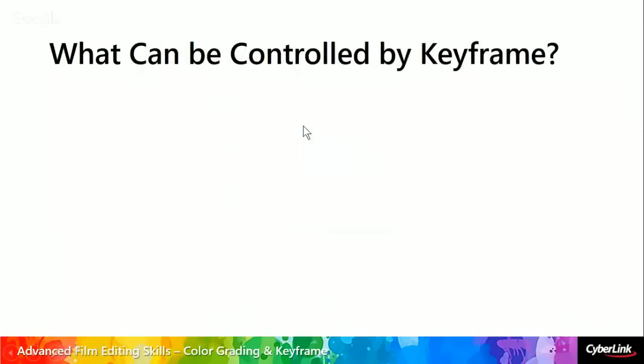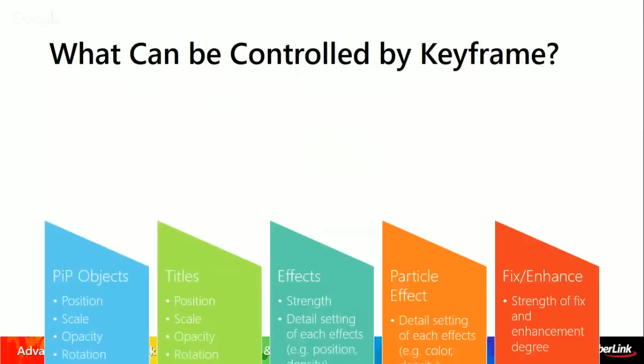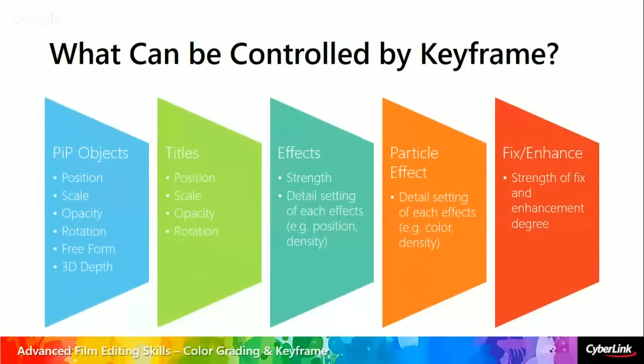So in PowerDirector, we can use keyframes to control many different things, like your PIP object, which is an animated or still static object overlaying on your video. You can control the position, the scale, the opacity, the rotation, or the transformation. You can set it to keyframe. And for titles, it's similar. You can control things like position, scale, opacity, etc.